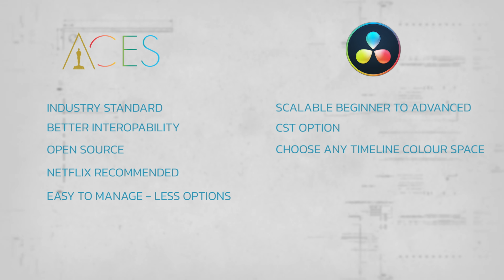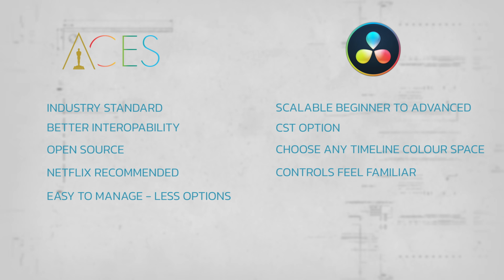So we can choose to work in DaVinci Wide Gamut. This is the timeline color space. We can work in DaVinci Wide Gamut. We can work in Rec 709. You can work in Arri. You can work in ACES. We have a choice. Remember, with ACES, you're working in that AP0 to AP1 color space. The controls can feel a little bit more familiar in DaVinci Resolve, especially if that's how you've been working. Moving to ACES, it does feel slightly quirky to start with.